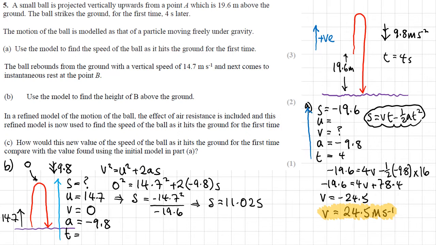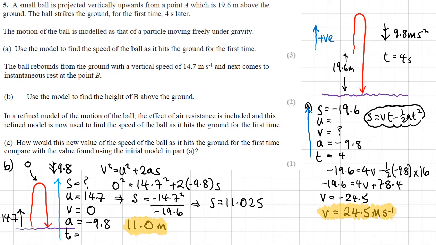11.025. Now if you wrote this down as your answer, you would lose a mark. When you use g, you must give your answer to 2 or 3 significant figures. Any more accurate than that and you'll lose an accuracy mark, because g is only given to 2 significant figures. So I will write s as 11.0, or you can write 11 to two significant figures, but do not give an exact answer when you're using g.